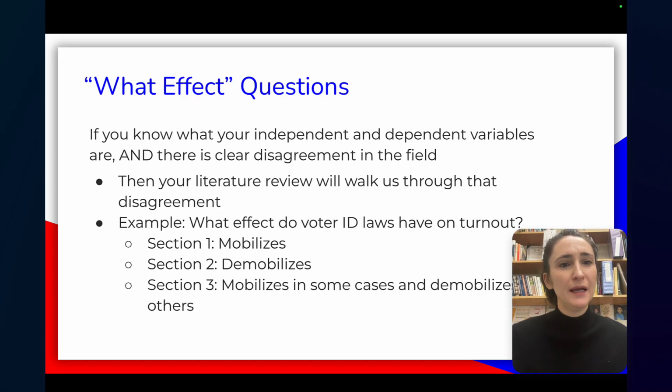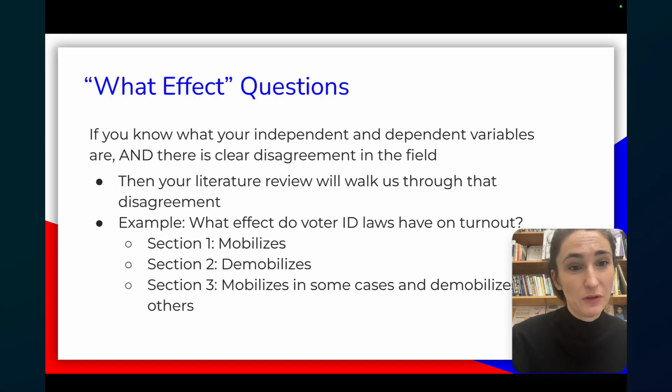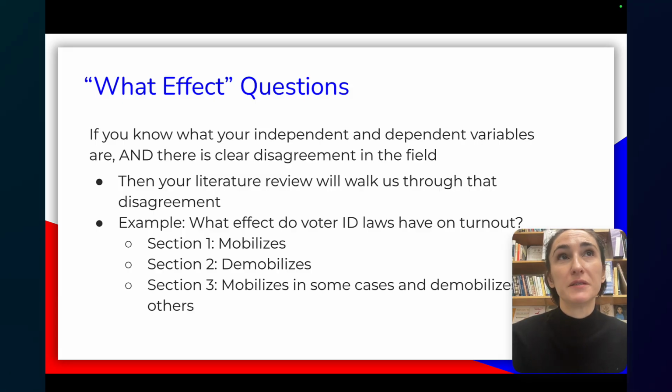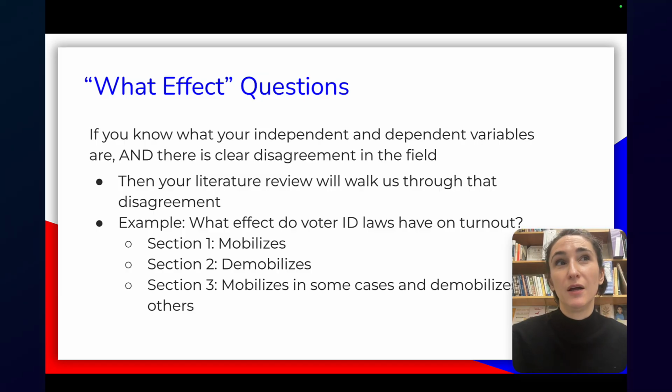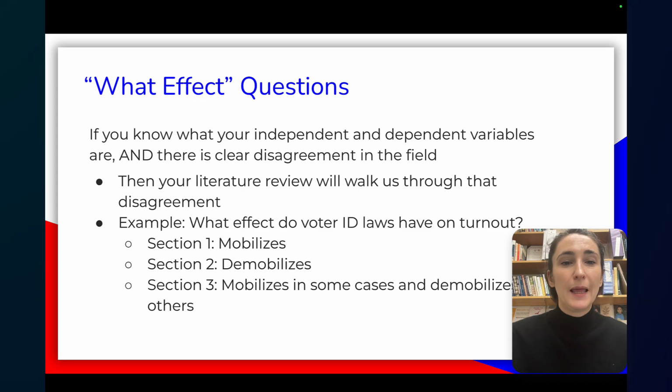Okay. Now, if you know what your independent and dependent variables are, and there is clear disagreement in the field, then your literature review is probably going to walk us through that disagreement. And this is a really common one. Political scientists don't often agree on many things. There are a lot of diverse findings. That's not a bad thing. That's just how science works. But here is an example. What effect do voter ID laws have on turnout?